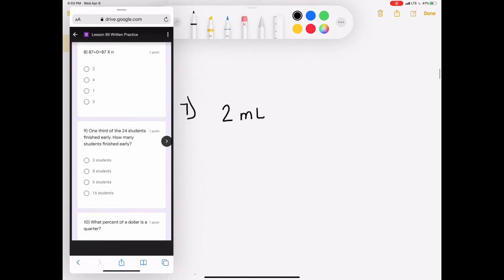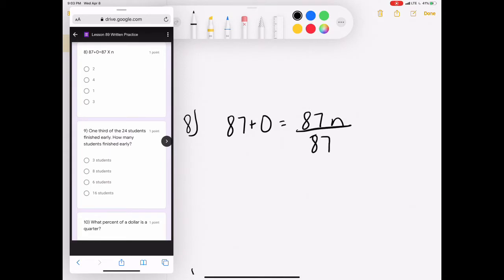Number 8. Solve for n. 87 plus 0 is equal to 87 times n. Let's see here. 87 plus 0 is equal to 87n. So I can divide by 87 to isolate the variable. If I divide 87 by 87, I get 1. 1 plus 0 equals n, which means 1 equals n.